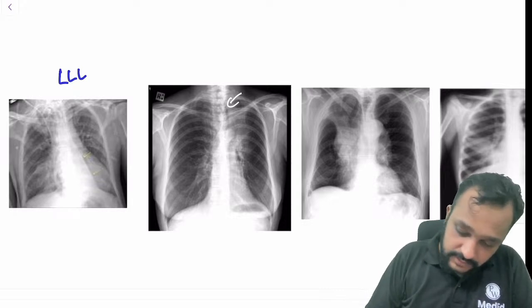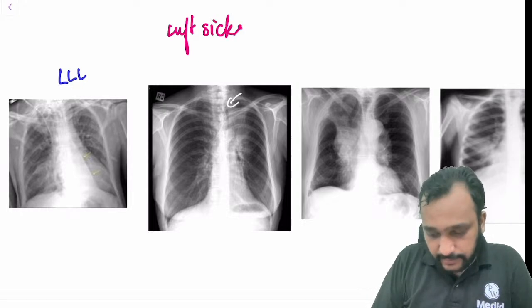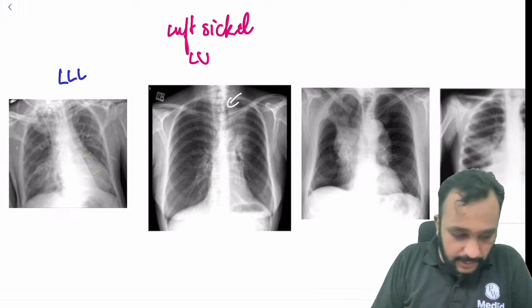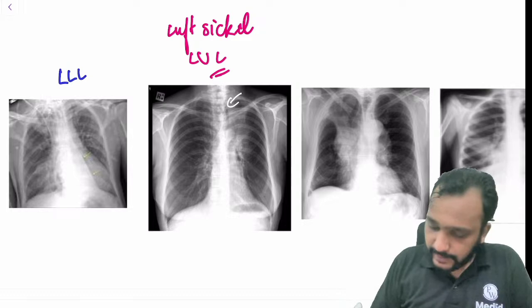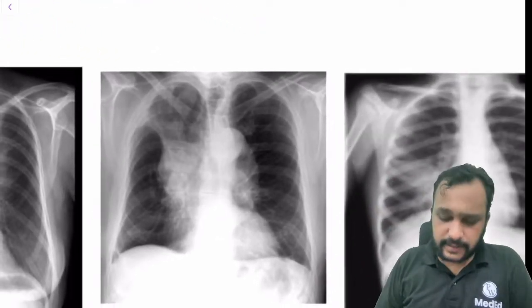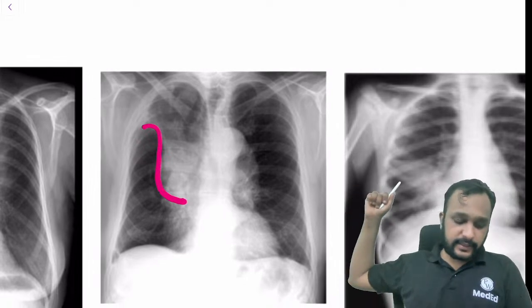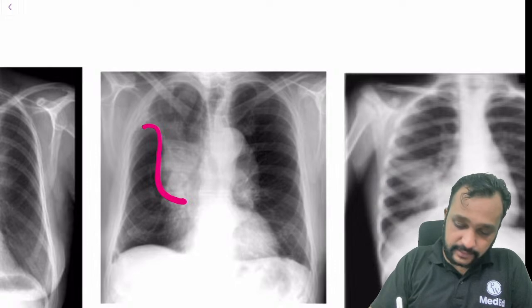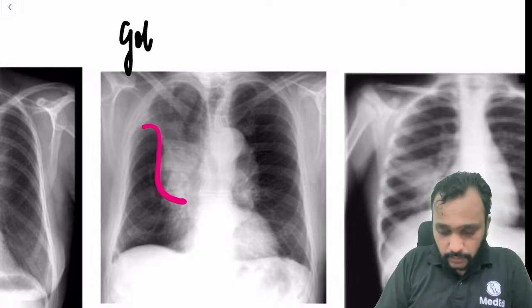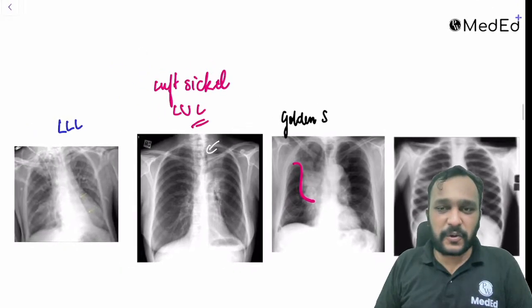Luftsichel sign. And this Luftsichel sign, guys, is seen in patients with left upper lobe collapse, right? And in the third image, this is taking the shape of S, and this is your golden S sign. This is the golden S sign seen in right upper lobe collapse.